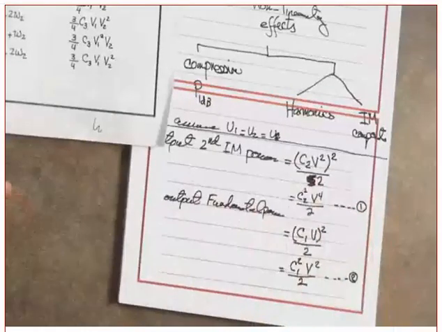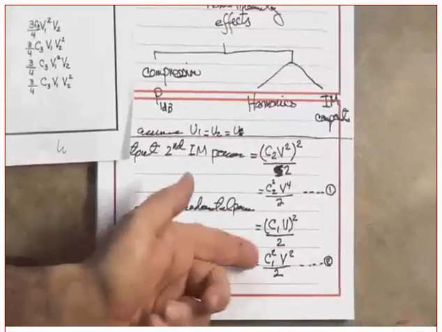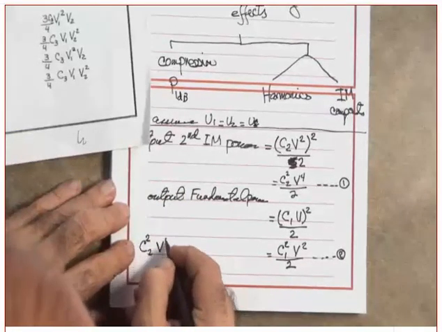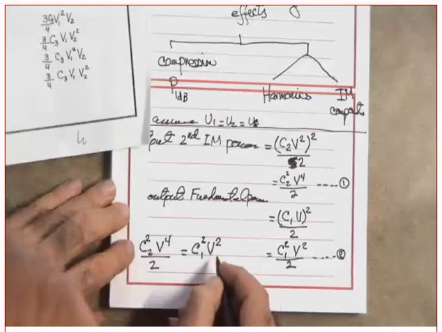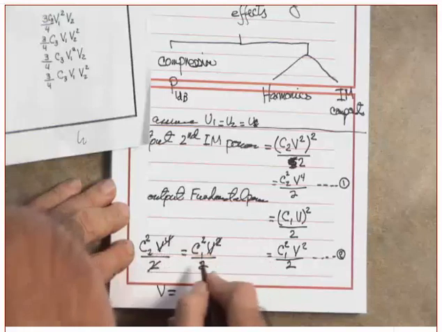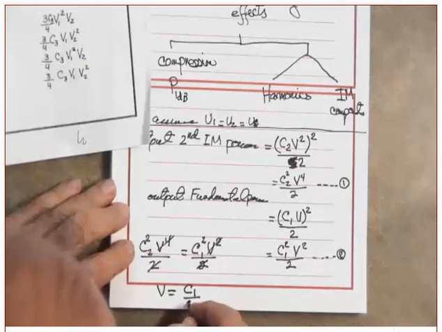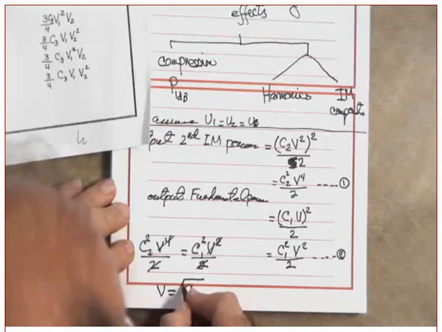will the output second order intermodulation power be the same as the fundamental power? What do you do? You equate. In other words, C2 square V to the 4 over 2 equal to C1 square V square over 2, which means V equal to C1 over C2 times, I messed up? Square root.